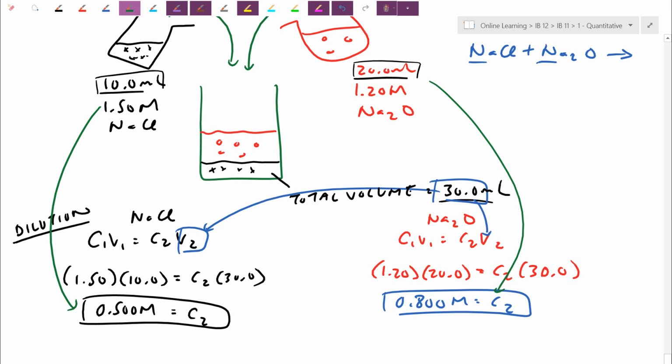Now again, another common mistake is people go, okay, now I have these two concentrations, do I add them or do I leave them separate? The question here is you need to ask yourself, are these the same chemicals or are they different?